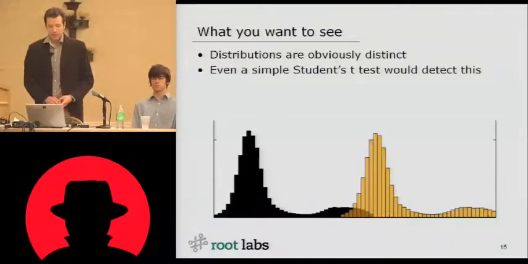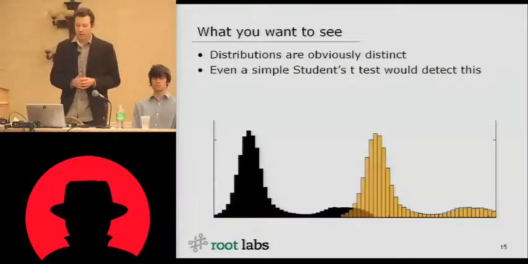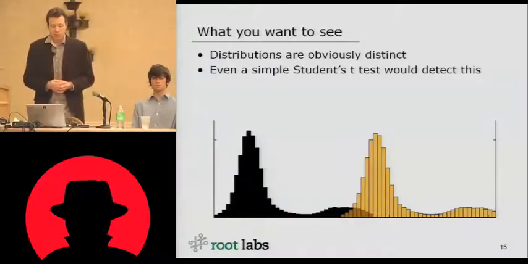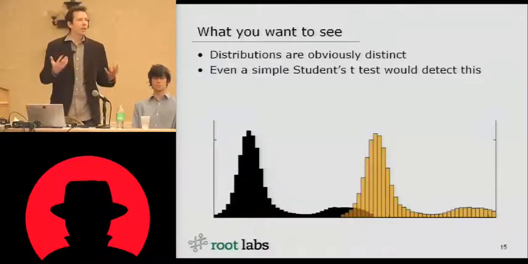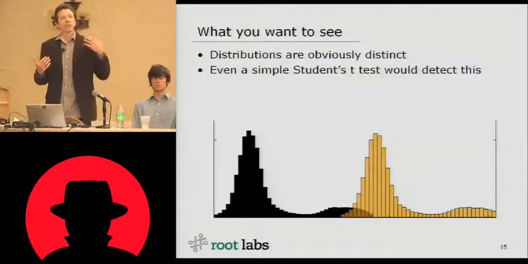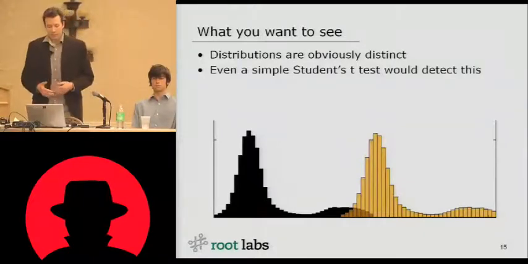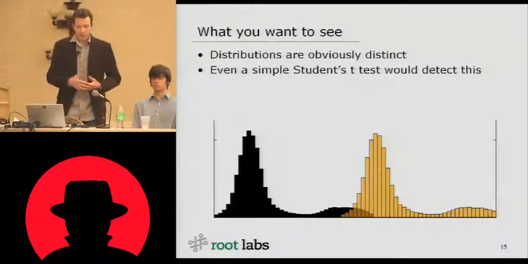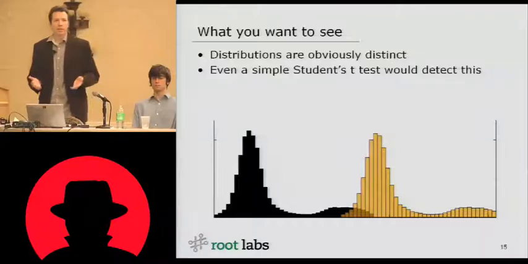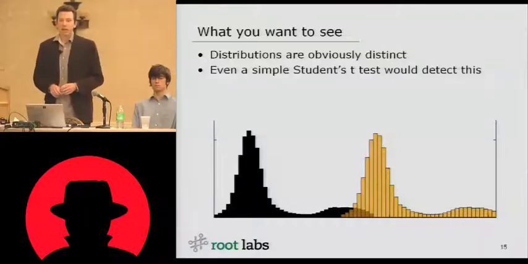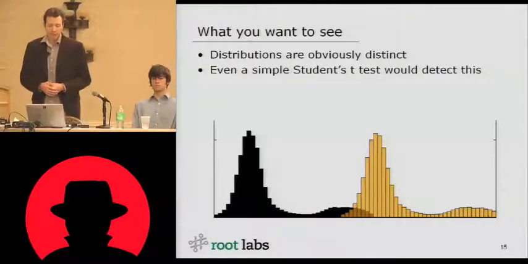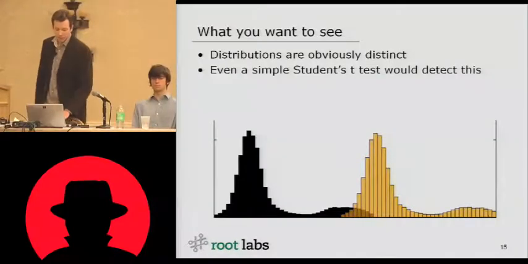This is just a mocked up version, but this is what you want to see. You want to see two distributions that are obviously distinct. So let's say we're comparing a password guess of A versus a password guess of B, and the correct answer is B. The correct answer, B, is in the yellow here. This is the kind of thing you would like to see. It's easily predictable. As you can see, the two distributions are very distinct. There's very little overlap between them. And even a simple hypothesis test based on difference of means would detect this kind of difference.